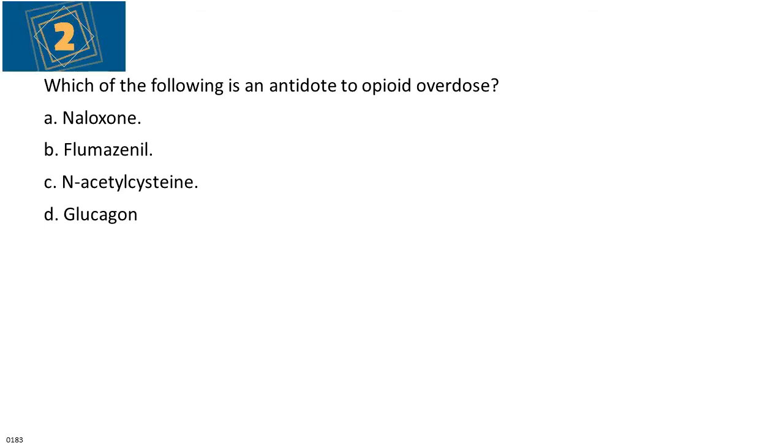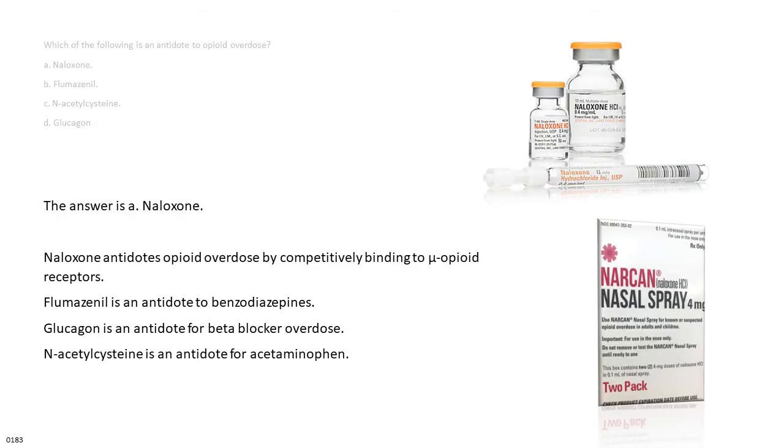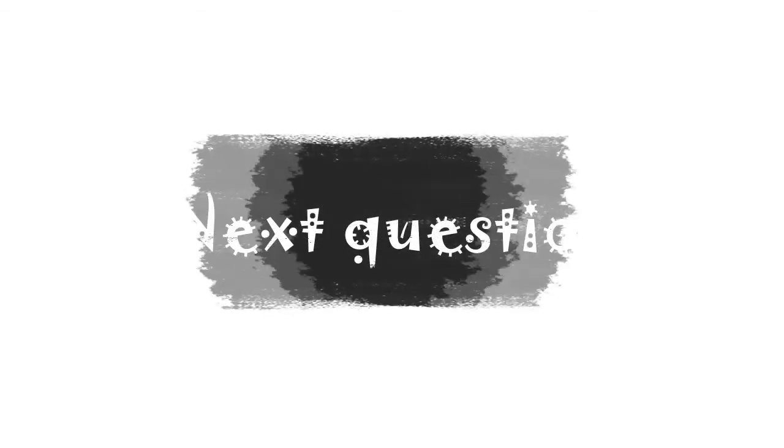The answer is A. Naloxone. Naloxone antidotes opioid overdose by competitively binding to mu-opioid receptors. Flumazenil is an antidote to benzodiazepines. Glucagon is an antidote for beta blocker overdose. Inositol is an antidote for acetaminophen.